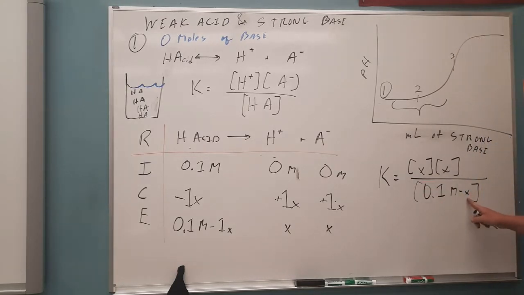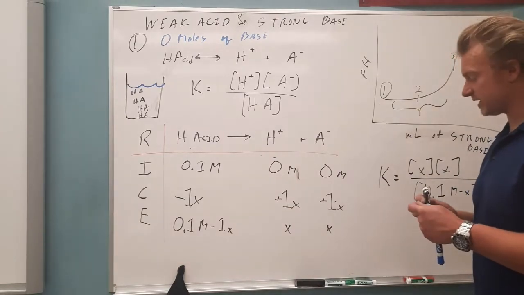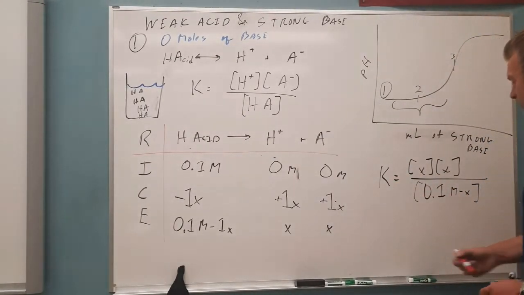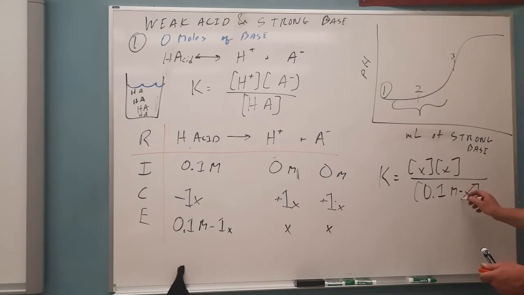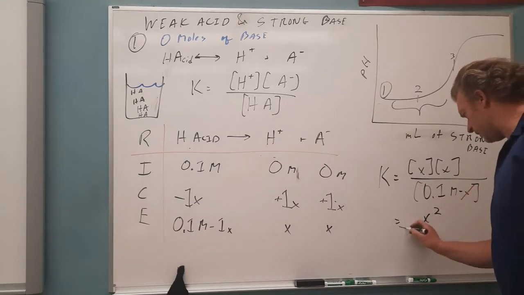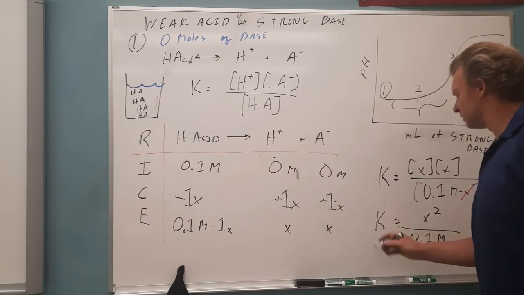We know this value will go down a little bit of X, but because we know this is a weak acid, it is going to go down a very little amount. It's going to go down an amount so small that we're going to consider it 0 and negligible right now. This equation can very much be simplified. X squared over 0.1 molarity equals K.